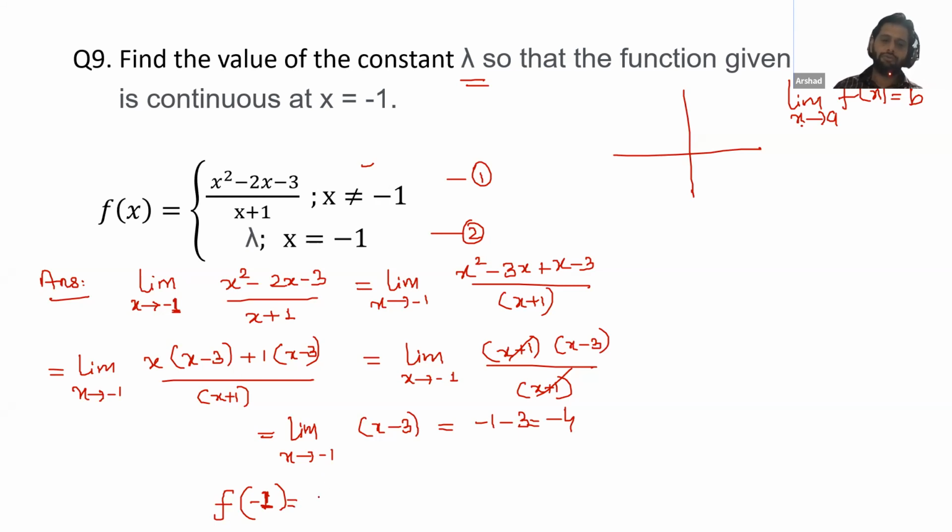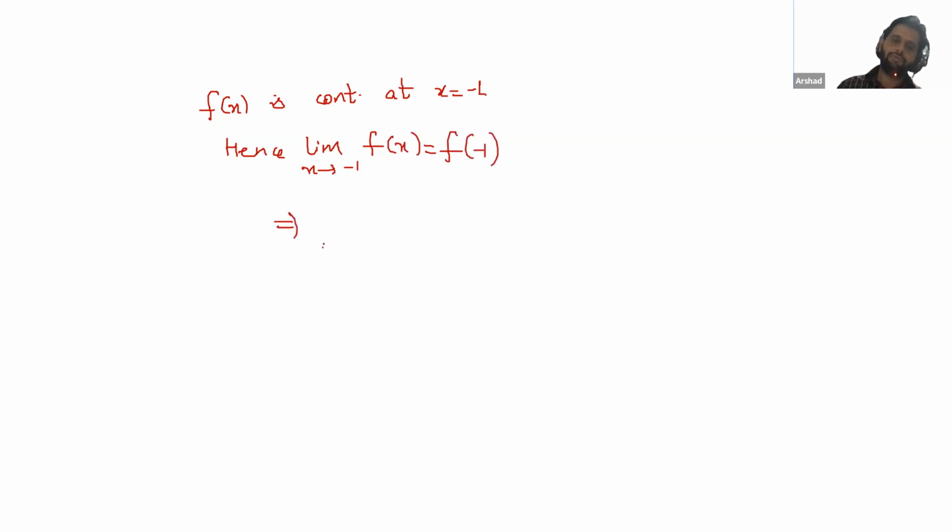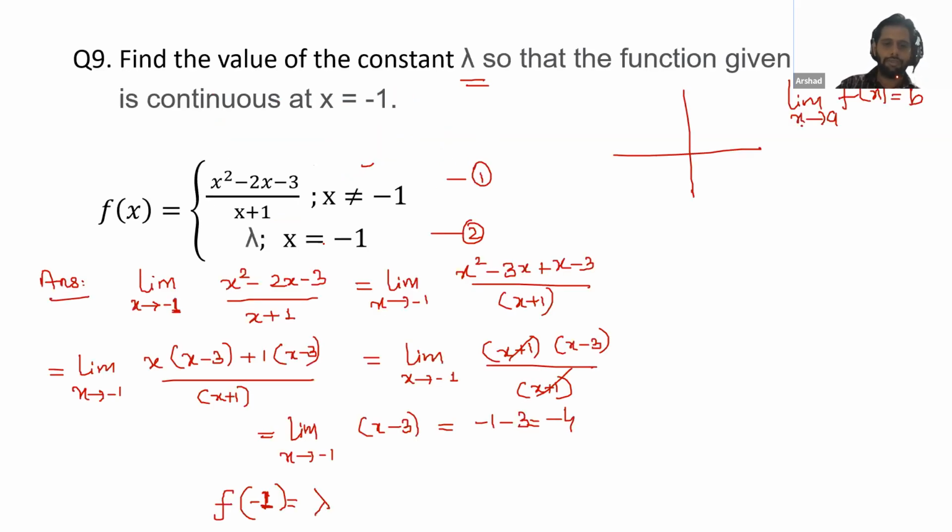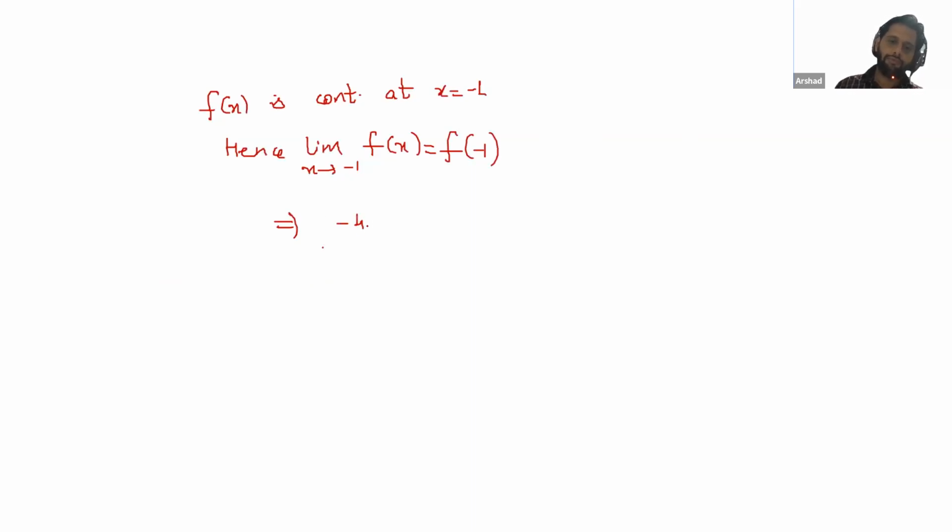Second, very good. So here we will get a lambda. Now it is given that f(x) is continuous at x is equal to -1. Hence, limit x tends to -1 of f(x) is equal to f(-1). So what we will get here, limit x tends to -1 means -4. -4 is equal to lambda. So that means lambda is equal to -4. Okay, this is the answer.